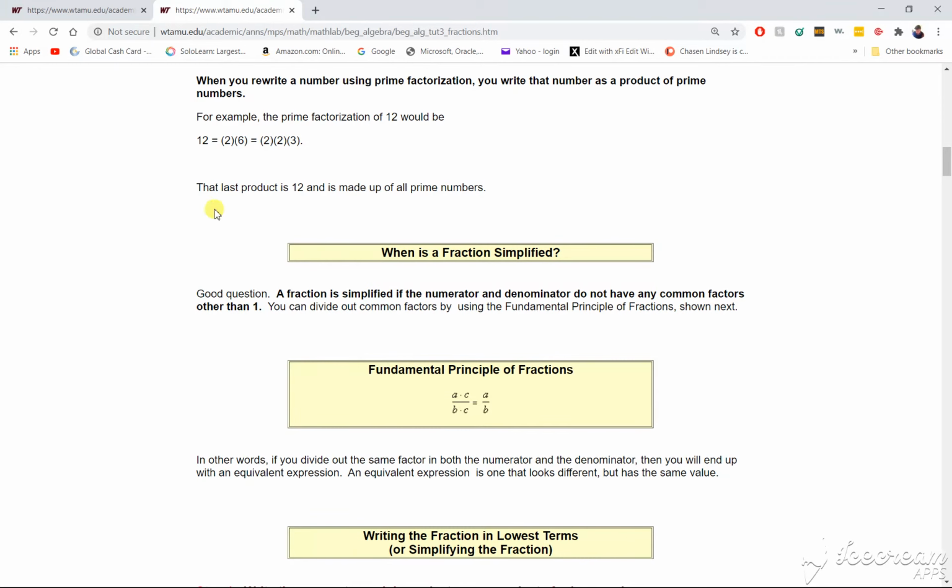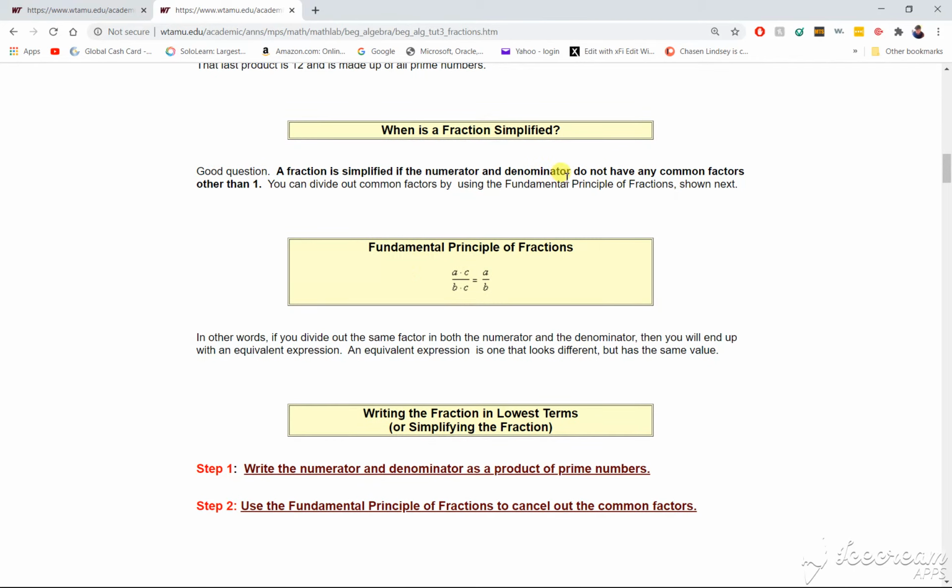Good question. A fraction is simplified if the numerator and denominator do not have any common factors other than 1. You can divide out common factors by using the fundamental principle of fractions, as shown next.